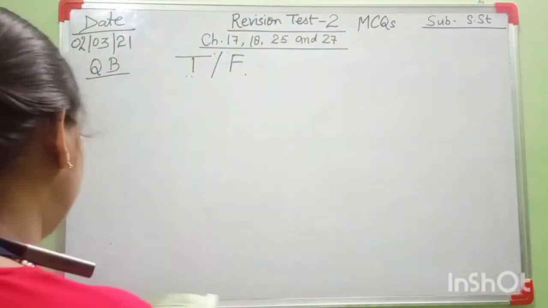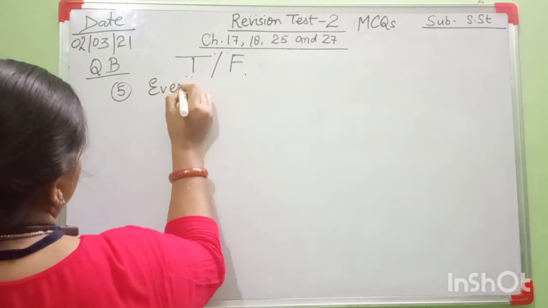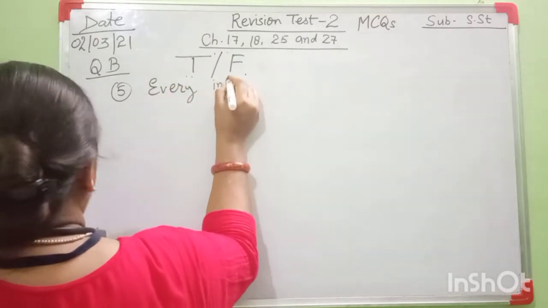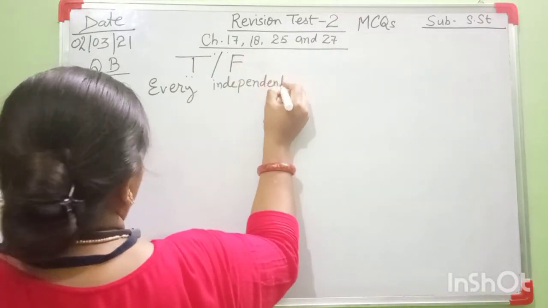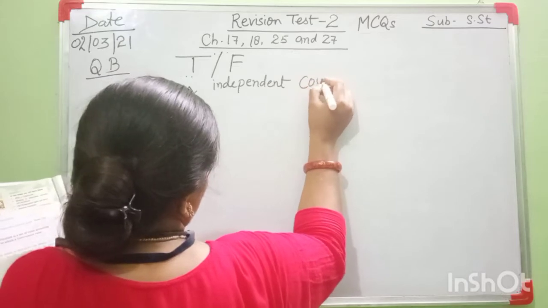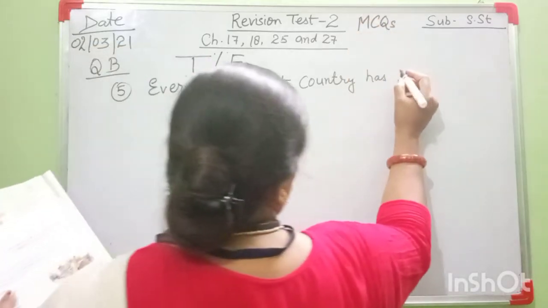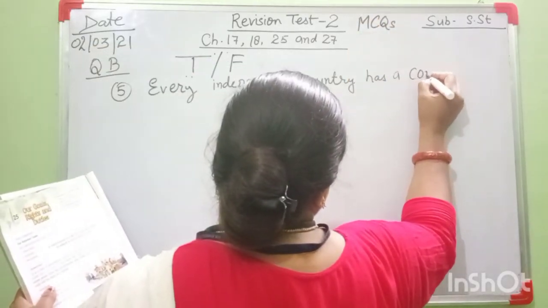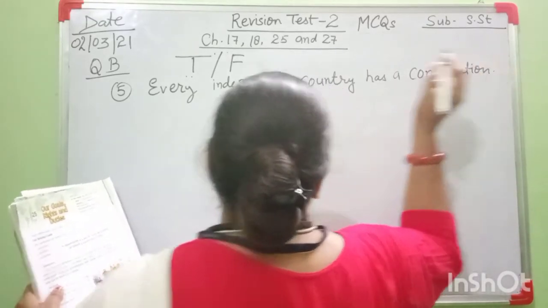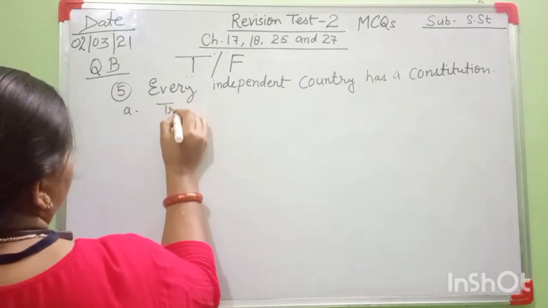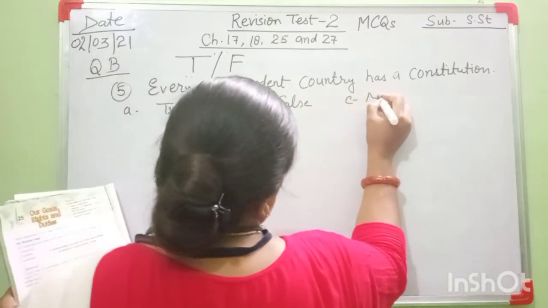All of you write down question number 5 from true false: Every independent country has a constitution. A true, B false, C none of these.